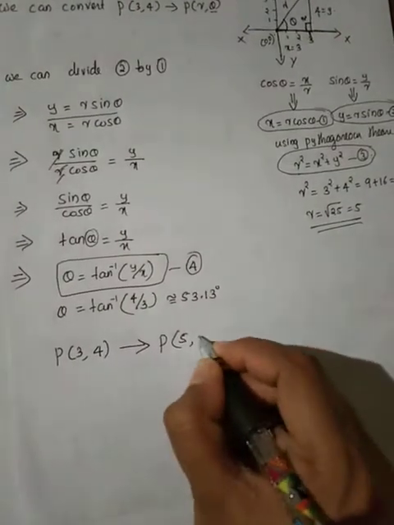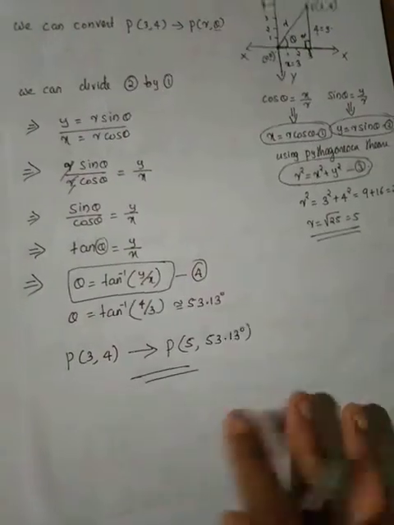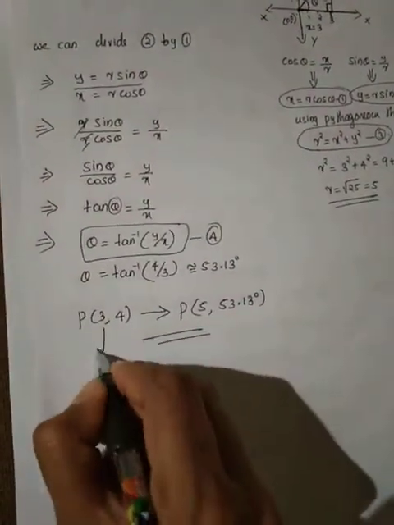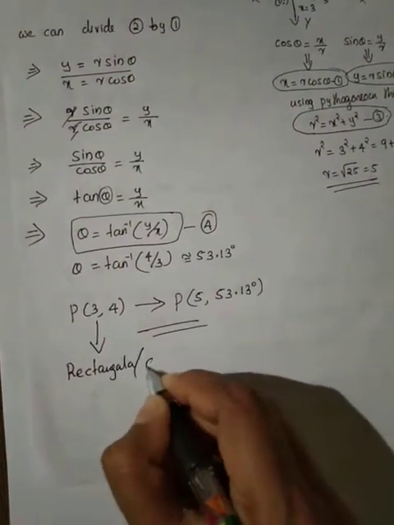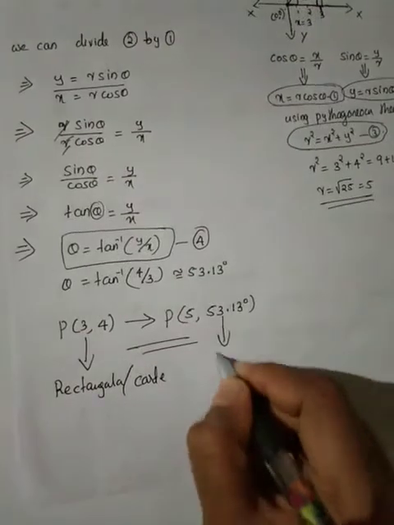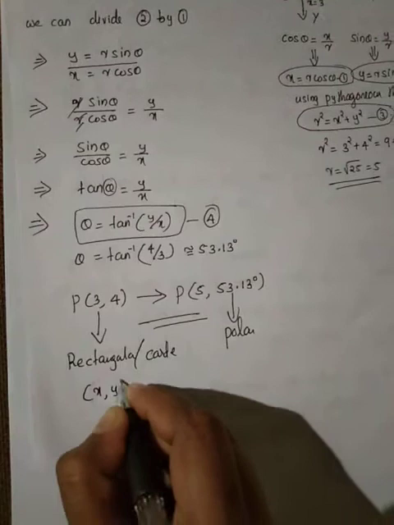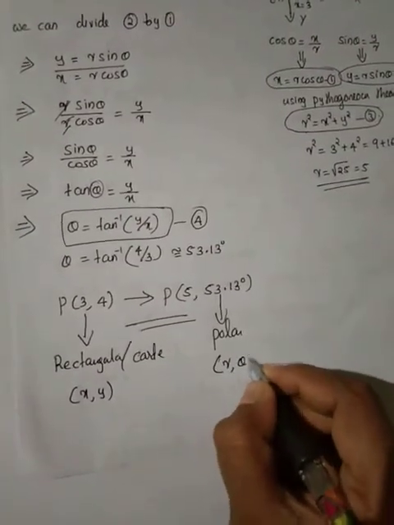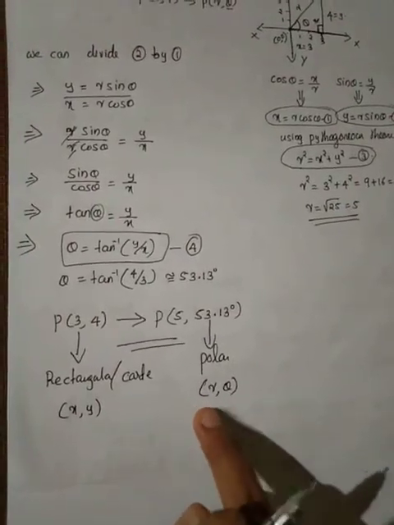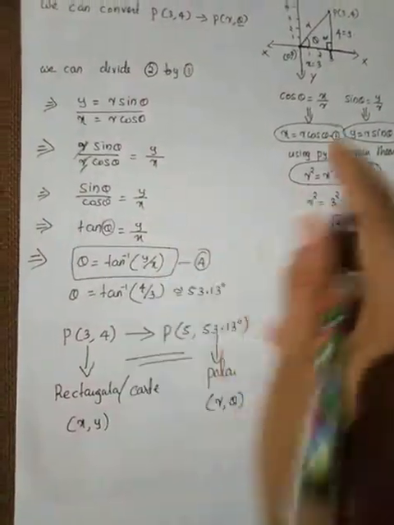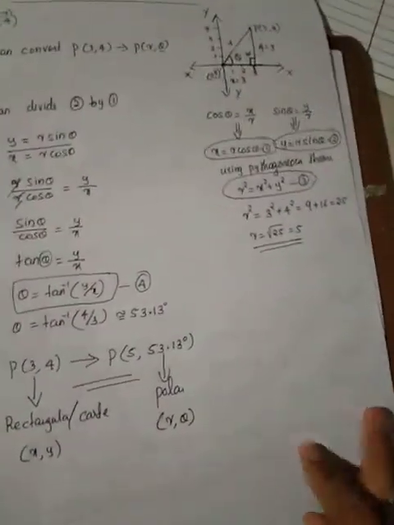Therefore, the point P of 3, 4 converted is P of r, theta equal to P of 5, 53.13 degrees. The first is the rectangular or Cartesian coordinate, and this is the polar coordinate. The rectangular coordinate variables are x, y, and the polar coordinate variables are r, theta. The values of r and theta can be found using these four equations.